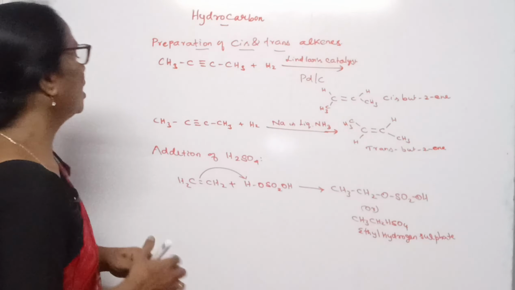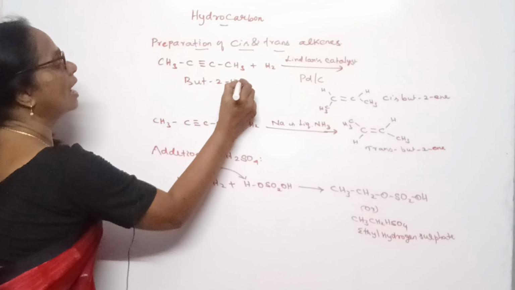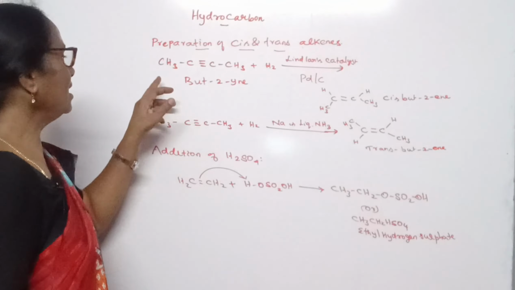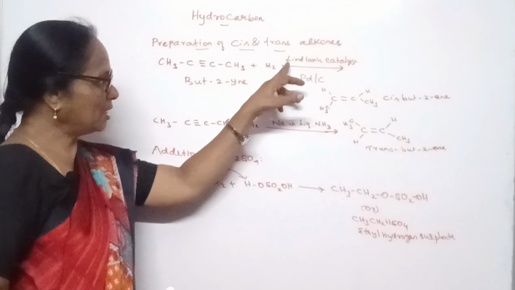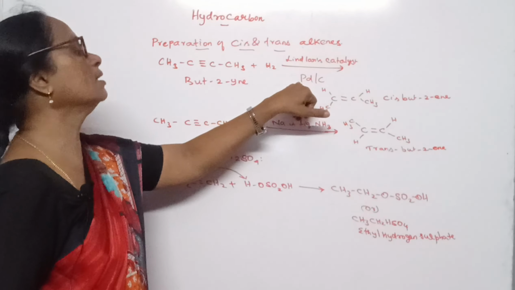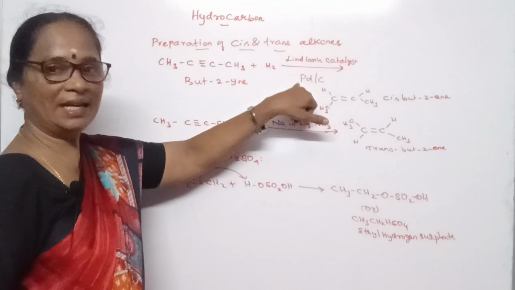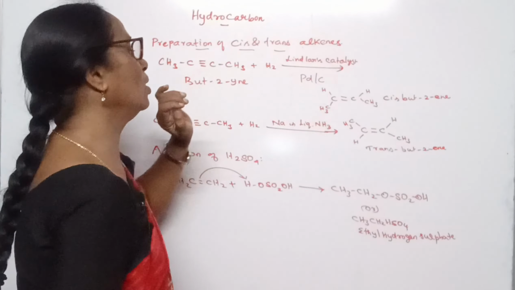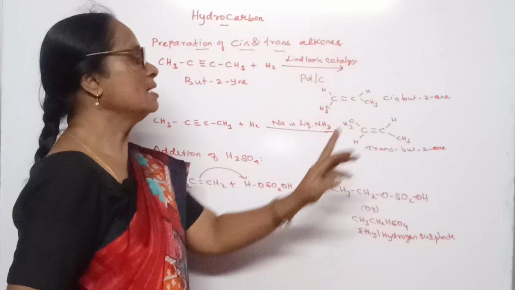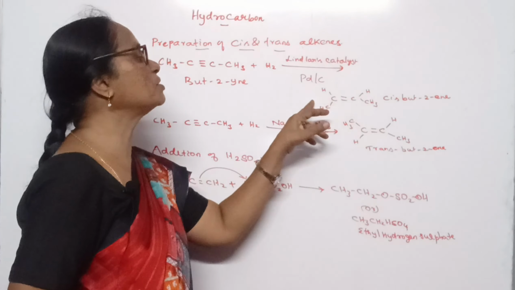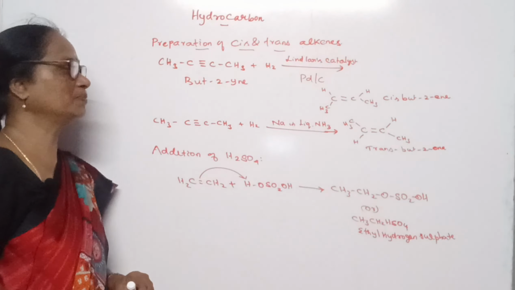See, when I take but-2-yne, in the presence of Lindlar's catalyst, palladium with charcoal, which is called palladized deactivated charcoal, it gives rise to the cis form of but-2-ene. In the cis form, the two similar or identical groups are on the same side of the doubly bonded carbon.